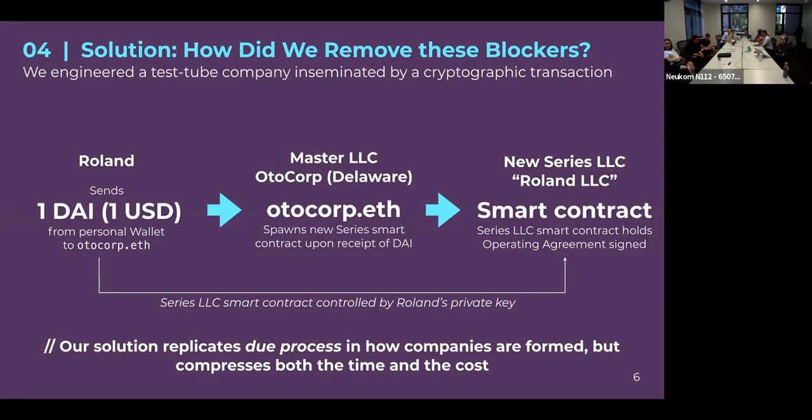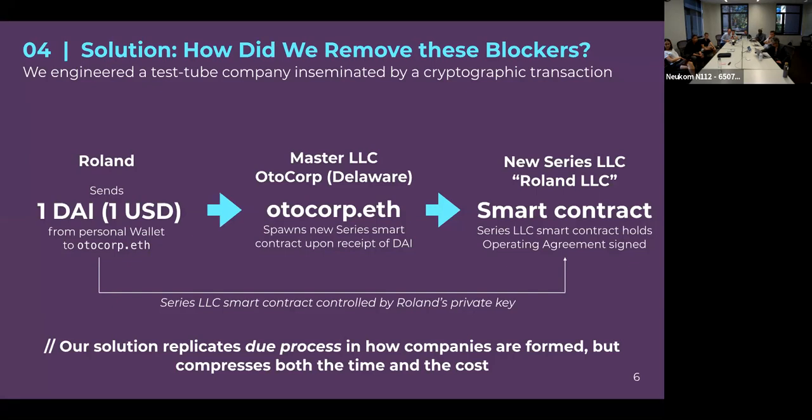He would send that to our smart contract, which is autocorp.e through the Ethereum name server, so we don't have to use that long address. It's just autocorp.e. Autocorp.e is a master LLC in Delaware existing, right? And so that is the incubator, that's the in vitro, the actual tube that is being inseminated, sorry for the analogy, but inseminated with Roland's 1 DAI.